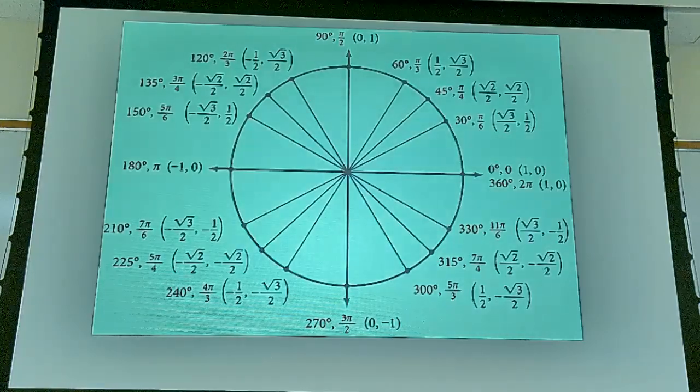Pi over 6. 5 over 2. Negative root 3. No, you need one of the coordinates to be negative, but not both. 2 pi over 3. And where else? Yes.